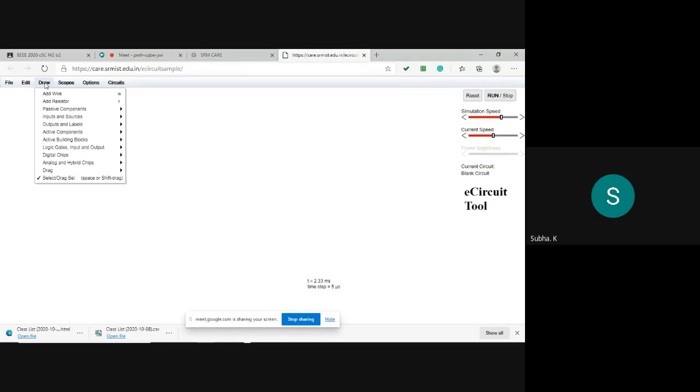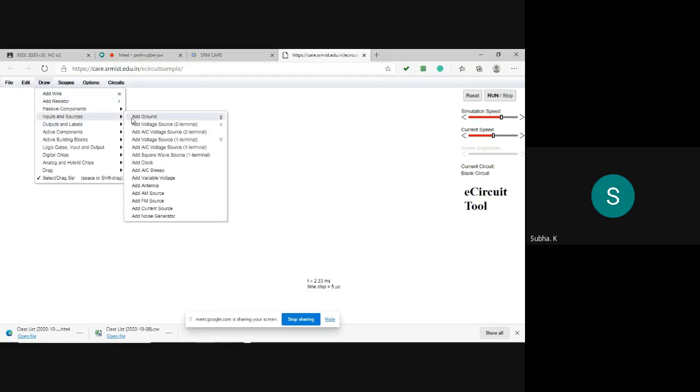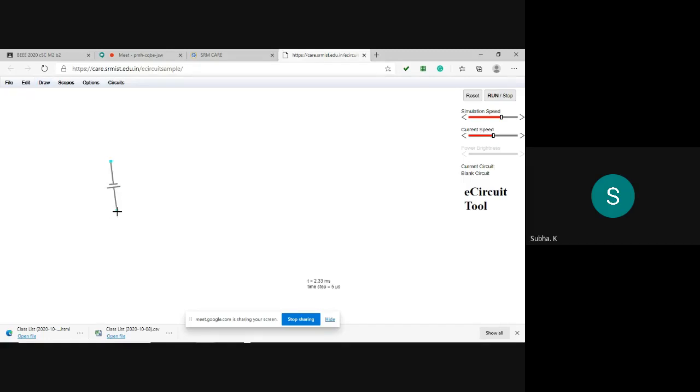All can add components. Those who came late, now you are able to understand? Yes, ma'am. Okay, I'm having one RPS, so I'm adding one source. Inputs and sources is there, no? From inputs and sources, I will add a two-terminal voltage source, and I will reverse it.